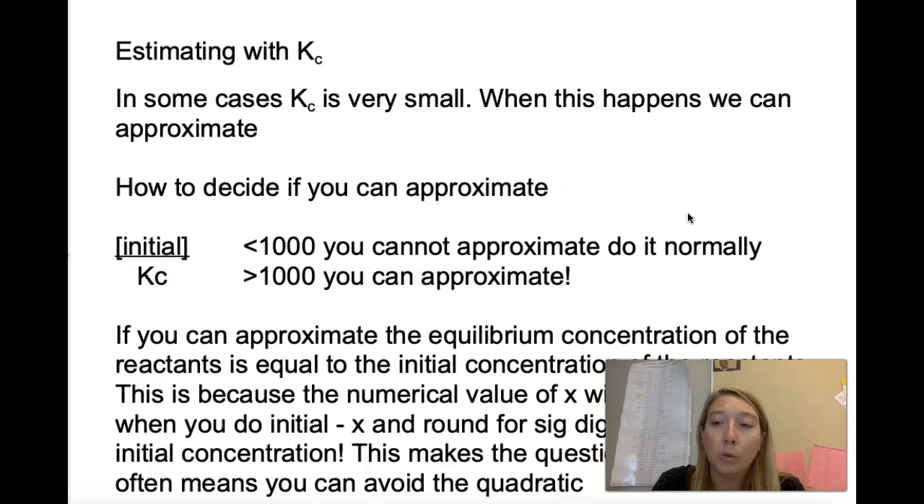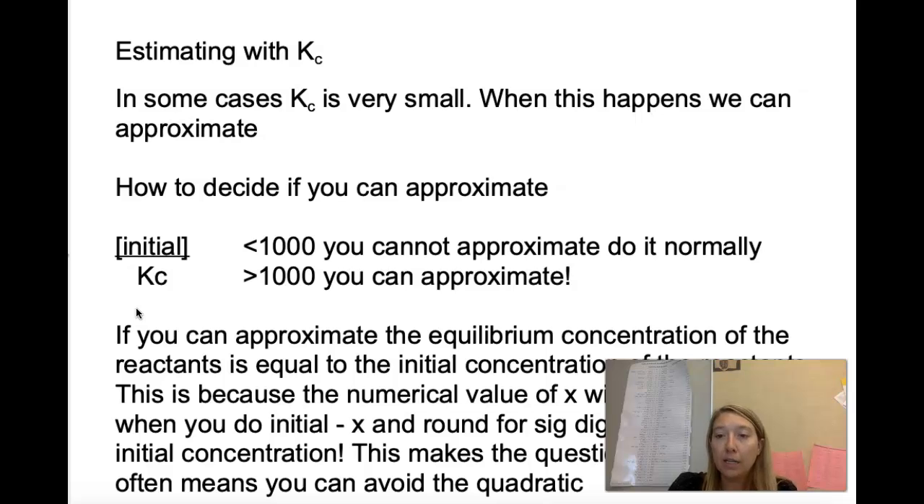So how are we going to decide if we can approximate? The general rule is to take your initial concentration and divide it by K, and then we're looking to see if we get a number greater than 1,000 or less than 1,000. This basically indicates how small that x is going to be with respect to that initial concentration. If you're given more than one initial, the general rule is to use the smaller one. So we take whatever the initial is and divide it by the numerical value of Kc.